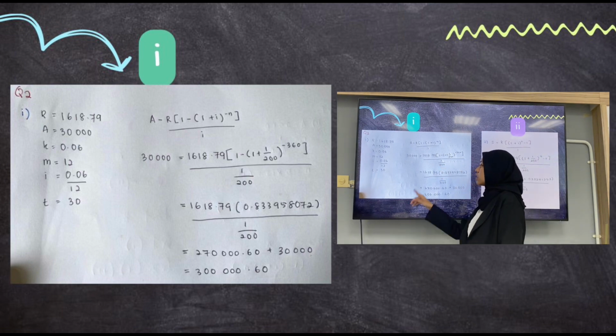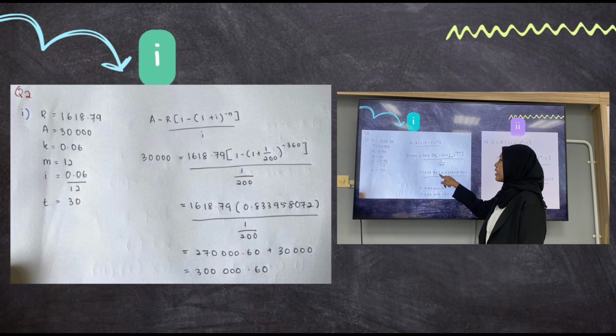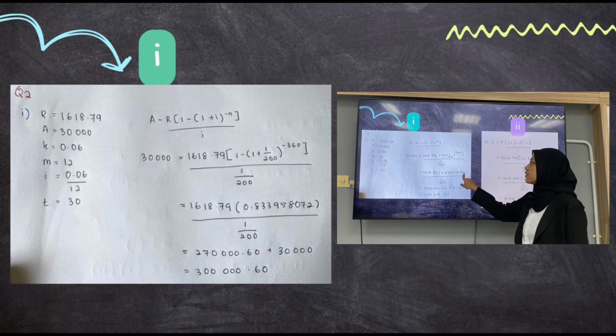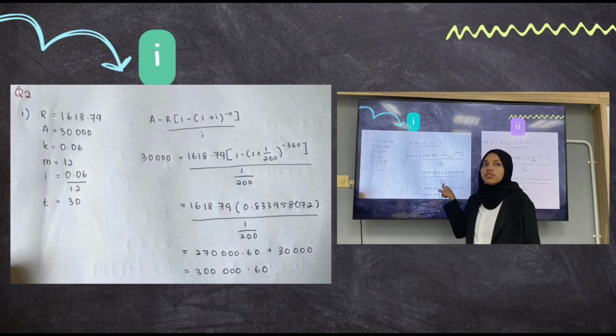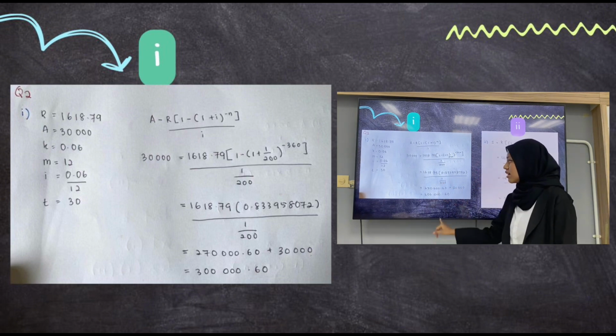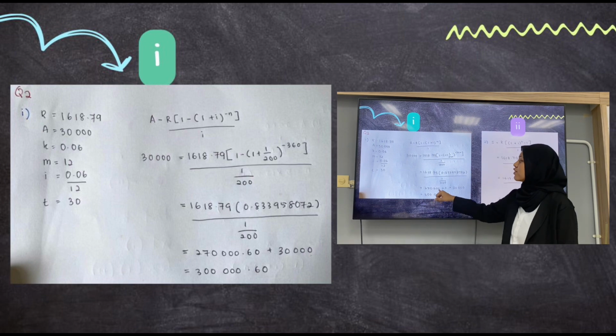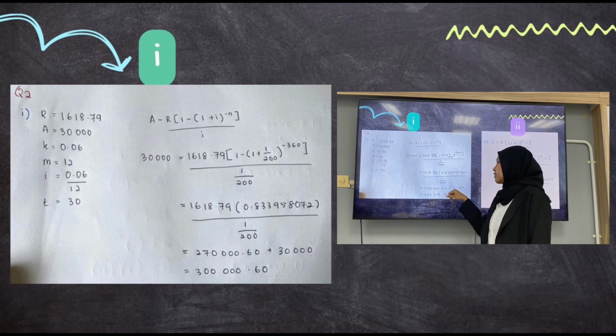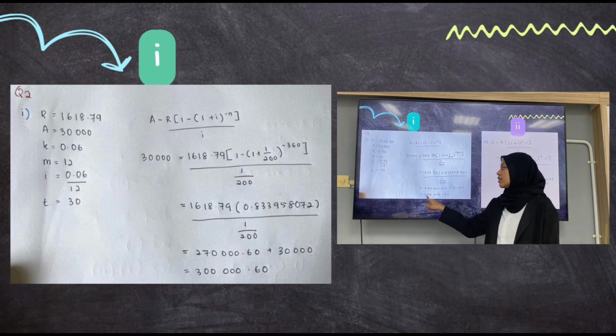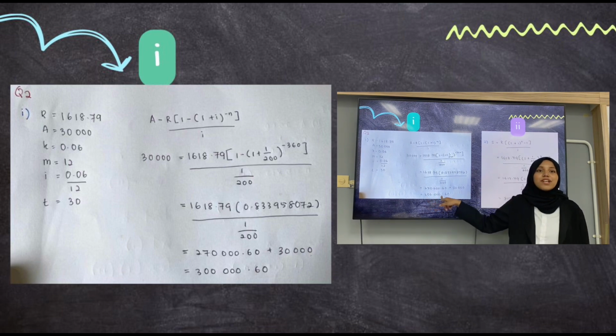So the answer is 1618.79 bracket 0.833958072 bracket over 1 divided by 200. So the answer 270000.60 plus 30,000, and the last answer is 300,000.60.